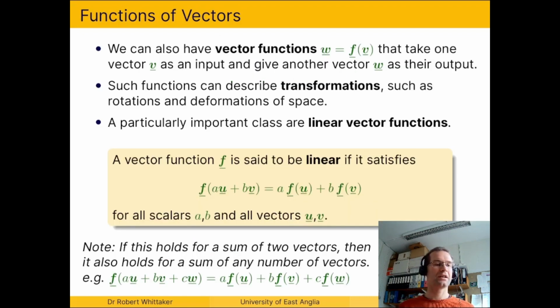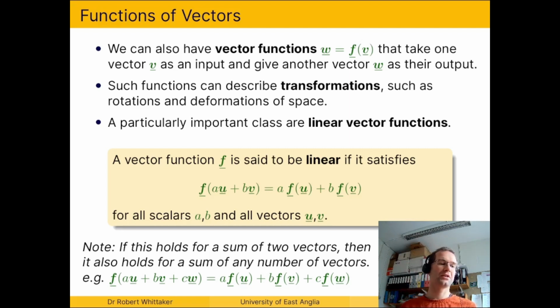And finally, being a bit more general, we can also have functions of vectors. You've met functions of normal numbers; we can also have functions of vectors. We have an input, and then we apply our function to it, and we get an output. In this case, we want the input to be a vector and the output to be another vector. These functions can describe various transformations, such as rotations or reflections, or more general deformations of space that will somehow alter the vectors that we've got.